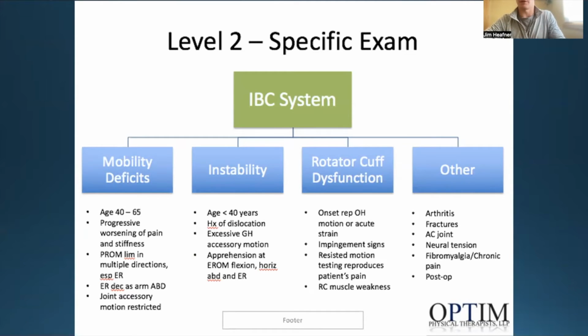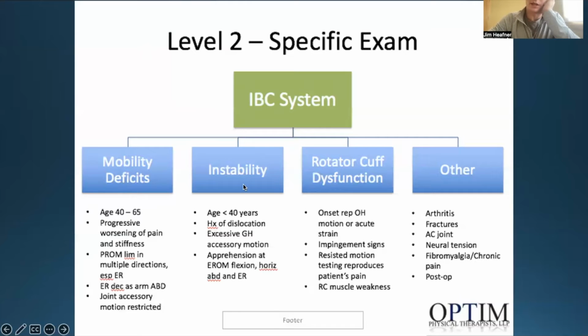What we can expect from each of these is if the person's having mobility deficits, they're likely going to be between 40 and 65 years old. That's not always true. They will probably have a progressive worsening of pain and symptoms, passive range of motion limitations in multiple directions, especially external rotation. And then they're going to have limited joint accessory motion. This person can have shoulder stiffness, but this category also fits closely with adhesive capsulitis.